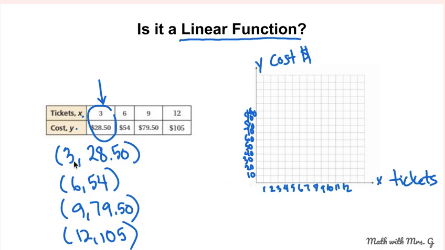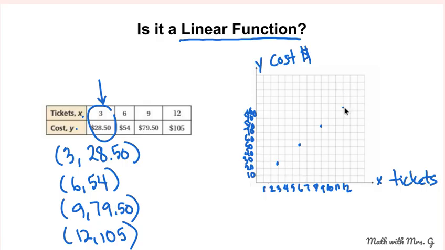Now it's time to plot. Okay, so I'm going to say 3, 28.5. So I'm going to come over 3, and I'm going to go about where I think 28.5 is. Okay? Then I'm going to do the next one. I come over 6, I go up 54. Then I come over here, I go over 9, and I go up to 79.5, which is almost on the 80. Then I have 12, 105, so I go over 12. I think this is my 12, okay? And then I go up to 105, and I plot that.